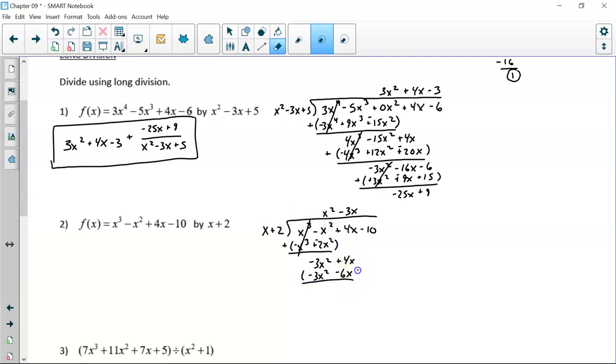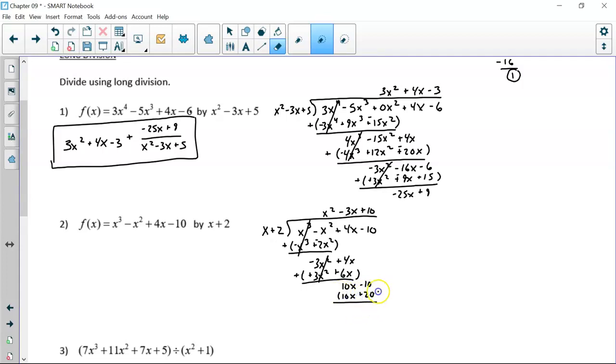Once again, with long division, we subtract the polynomial, so we want to change every single sign. So when I add up, my x squareds cancel, and I'm left with 10x, and now I bring down my negative 10. Once again, we're focusing on just the first term. X to 10x, we're going to multiply by a positive 10. When I distribute the 10, I get 10x plus 20.